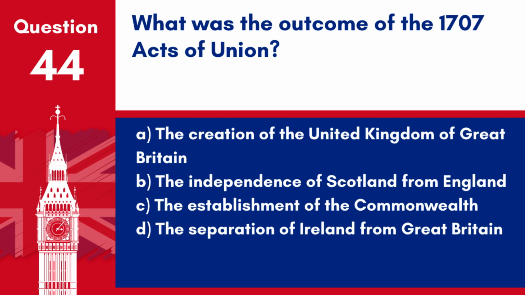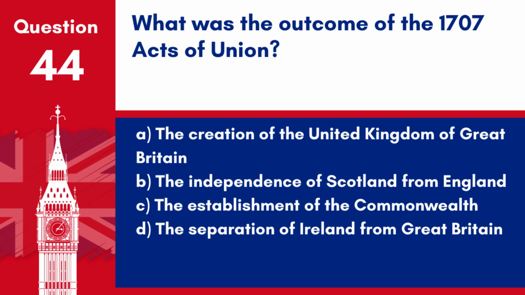Question 44. What was the outcome of the 1707 Acts of Union? A. The creation of the United Kingdom of Great Britain. B. The independence of Scotland from England. C. The establishment of the Commonwealth.